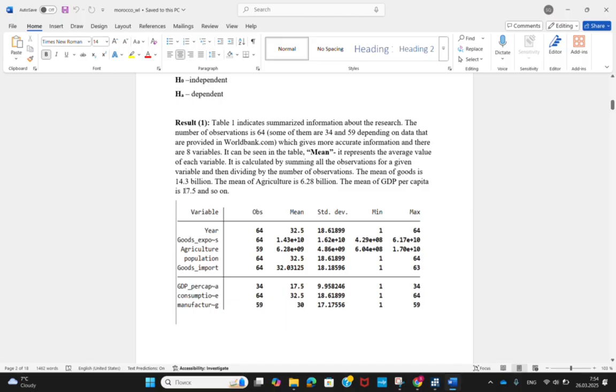It is calculated by summing all the observations for a given variable and then dividing by the number of observations. The mean of exporting goods is nearly 14.6 billion. The mean of agriculture is 6.28 billion. The mean of GDP per capita is 17.5, and so on. Minimum and maximum.